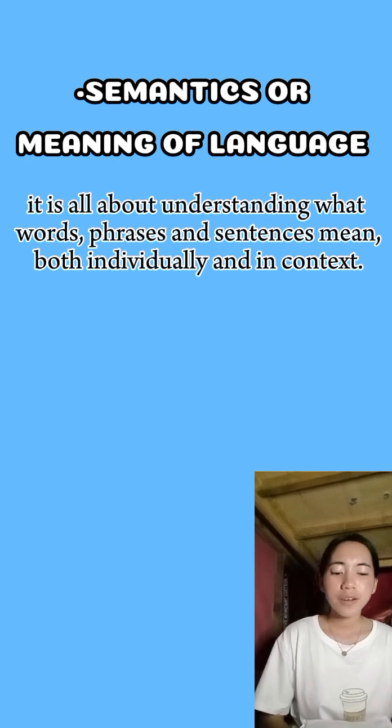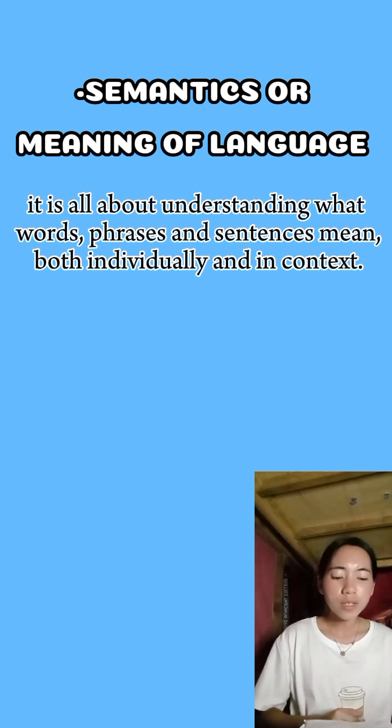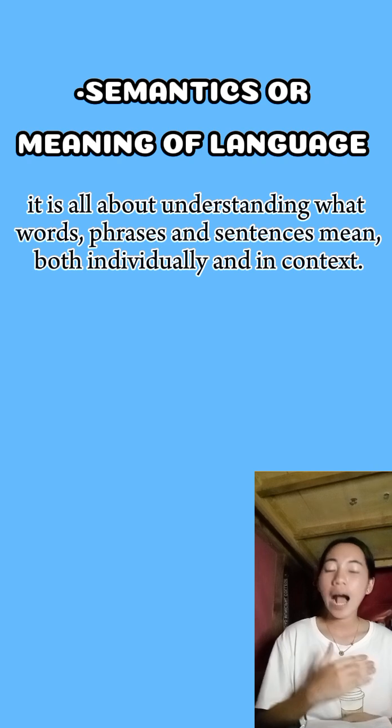So when we say semantic or meaning of language, it is all about the understanding of what words, phrases, and sentences mean, both individually and in context. So, kung ang syntax is rule siya on how putting words together, ang semantics po kuno is ang meaning behind those words and how they are used.